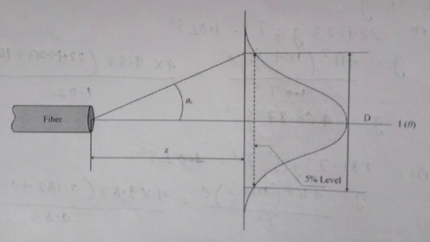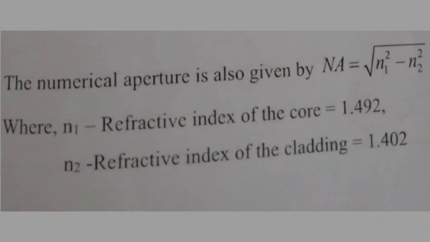Here z is the distance between the detector and the optical fiber, which we will also be finding. So using the value of theta, you can find the numerical aperture, which is equal to sine theta. So that is the experimental numerical aperture. You can also find the theoretical numerical aperture by taking the square root of the difference between the square of the refractive index of core and the square of the refractive index of cladding. So you can compare the two to see how much of an error you're getting.